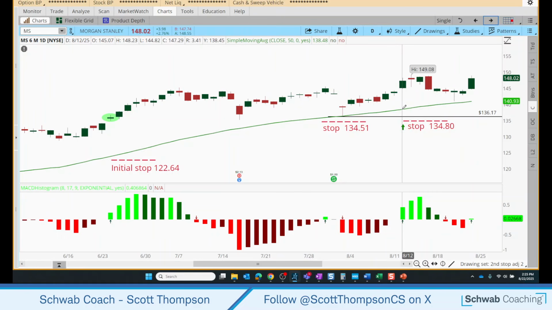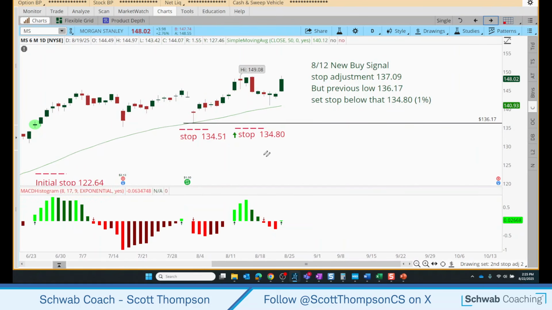Now in this particular case, let's go forward, I have some notes here. On that day, the 12th, you can actually see the moving average was at 138.48. And so the rule says to put the stop at 137.09. That's what this little note over here is for. But when we're adjusting the stop, one thing that's important to understand is the stop's there to get us out when and if the trend changes.